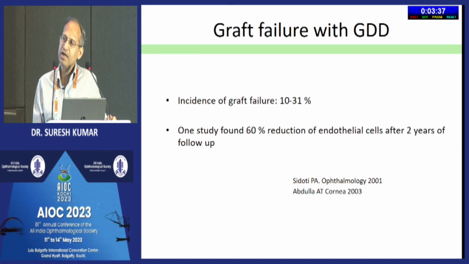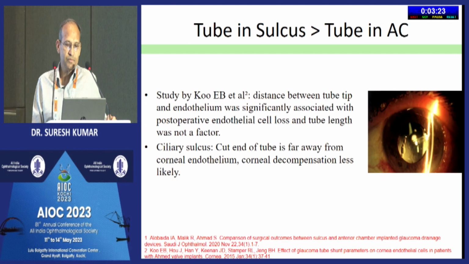So graft failure has been found to the tune of 10 to 31% in these eyes, and one study found that there is 60% reduction of endothelial cells within 2 years after the surgery, which is a very serious issue. So one study found that the distance between the tube tip and endothelium was the most important risk factor for damaging the endothelium. And logically, if we keep the tip of the tube away from the endothelium, it will be protective for the endothelium.